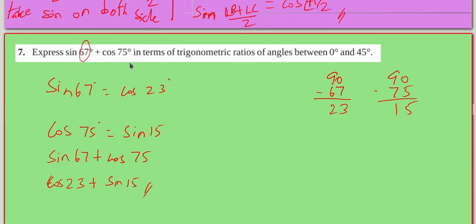So we expressed sine 67 plus cos 75 in terms of trigonometric ratios of angles between 0 degrees and 45 degrees. Like this, we have to solve problems based on complementary angles. Try to solve as many problems as you can.